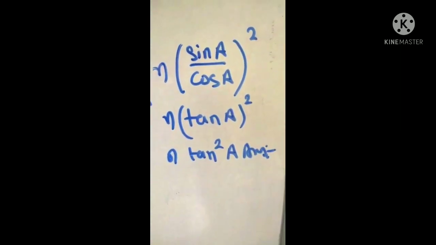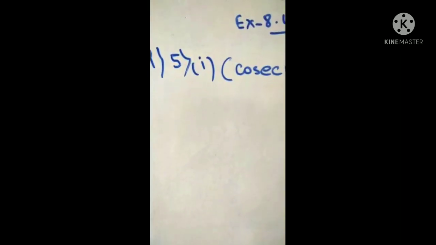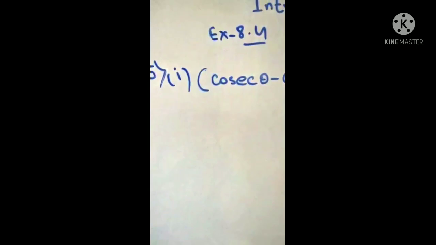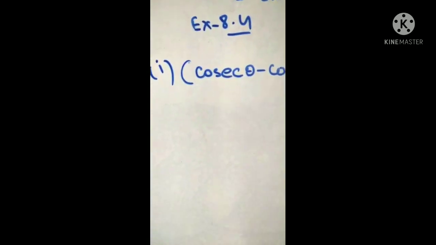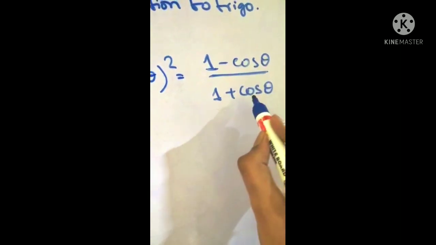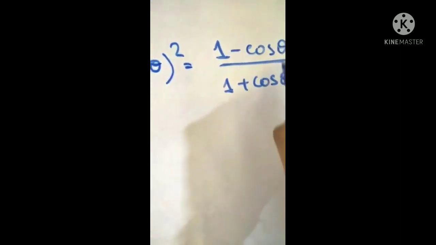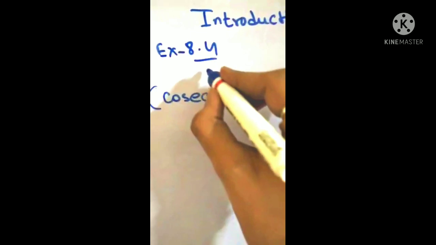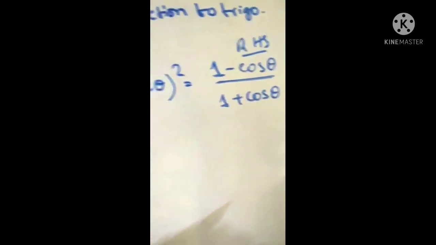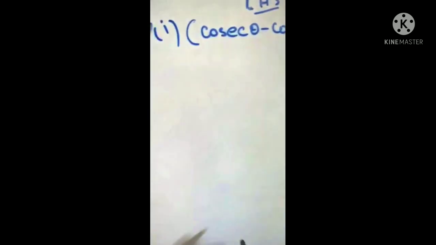to our next solution. So now let us see the solution of question number 5, Roman 1. Question number 5, Roman 1 tells that prove the following identities. The first question is (cosec theta minus cot theta) whole square is equal to (1 minus cos theta) by (1 plus cos theta). It is told to prove it. That means this one is our LHS and this one is our RHS. So let us take LHS and prove the RHS.